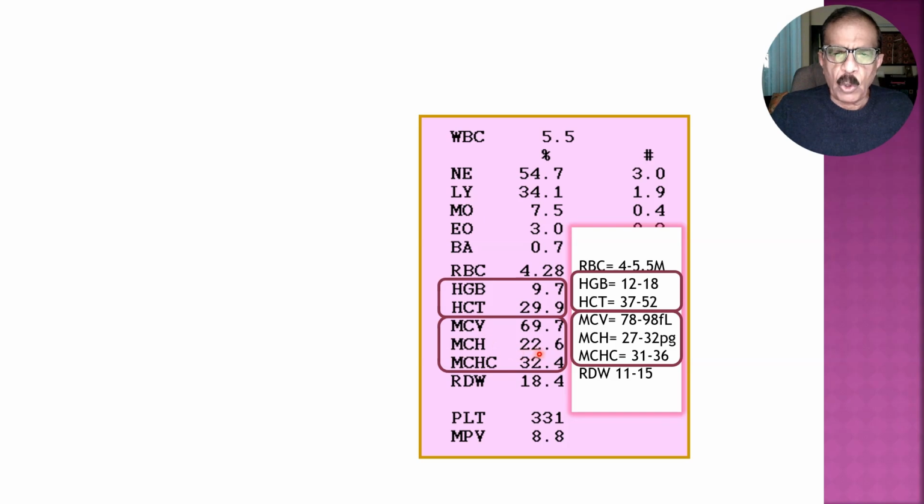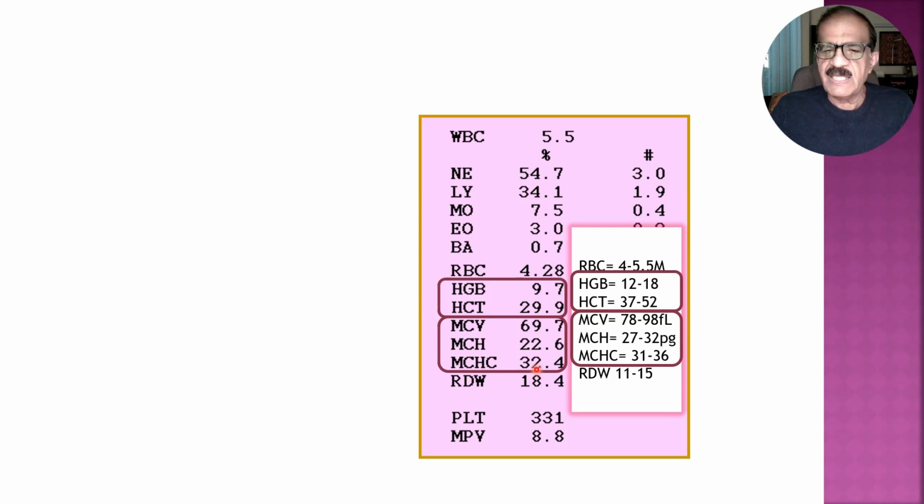MCH is also low. It's 22.6 compared to the normal range of 27 to 32. So this is also low. MCH refers to the average amount of hemoglobin in one cell. So it is hypochromic, right? So microcytic hypochromic picture we have already figured out. And then MCHC is within the normal range.